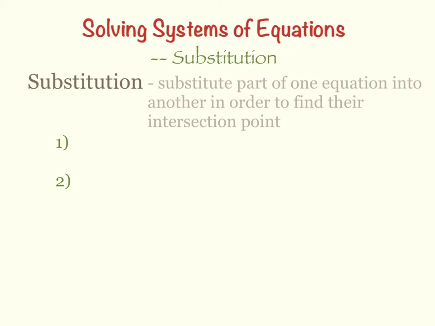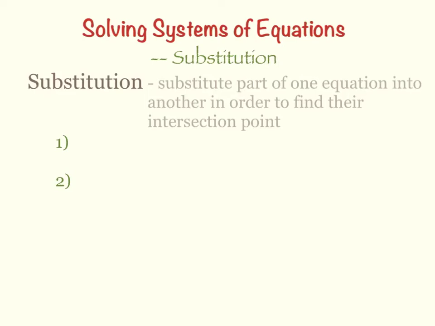So now we're going to review the substitution method for solving systems of equations. Remember, the equivalent forms method that we learned yesterday is a subset of the substitution method. For the substitution method, as you can see here, we have our definition: it is when we substitute part of one equation into another in order to find the intersection point.